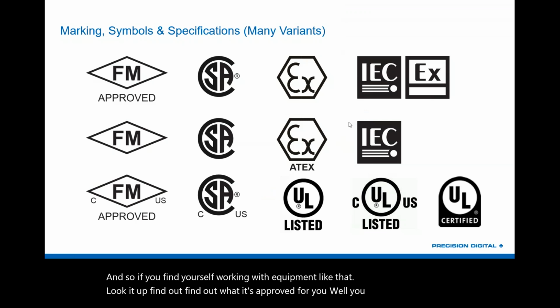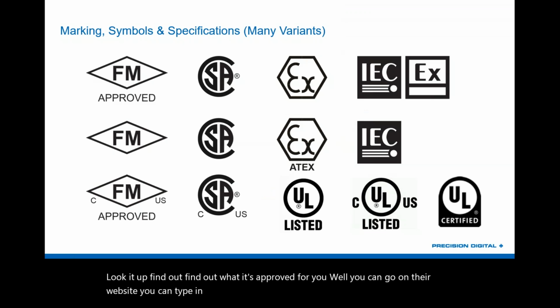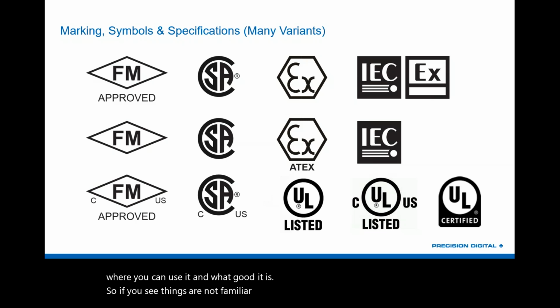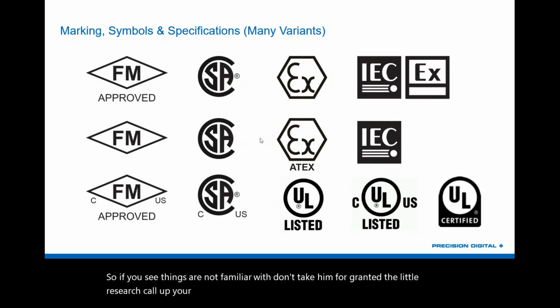If you find yourself working with equipment like that, look it up, find out what it's approved for. With UL, you can go on their website, type in the file number, and it'll tell you all about that product, where you can use it, and what good it is. So if you see things you're not familiar with, don't take them for granted. Do a little research, call up your Gilson sales guy, talk to people about what it might mean.